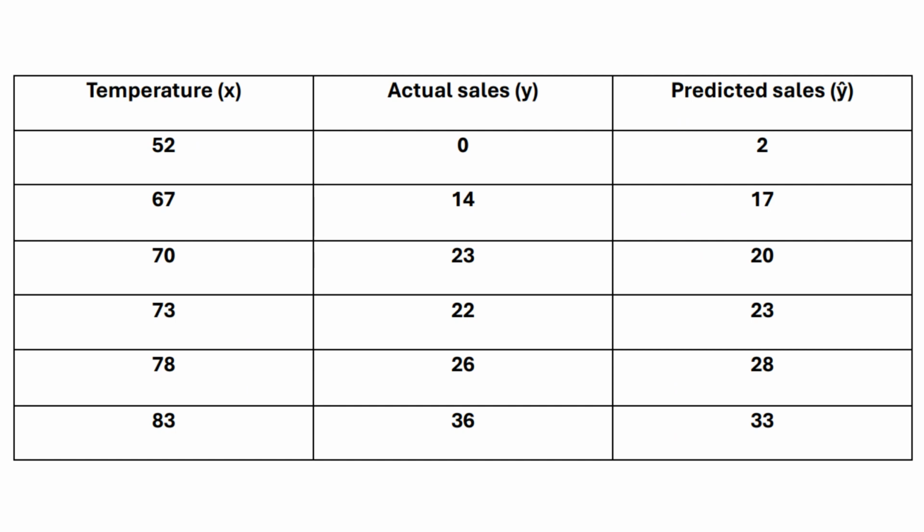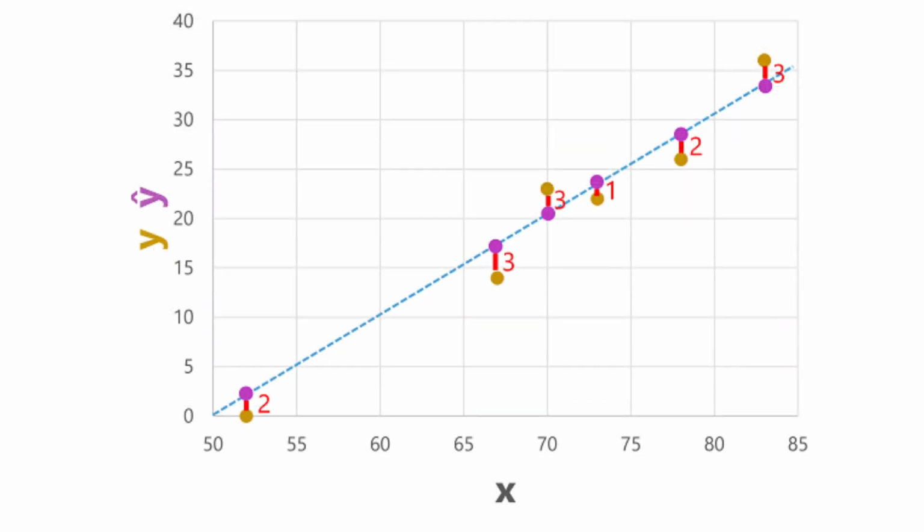Using the model we trained earlier, which encapsulates the function f(x) = x - 50, results in the following predictions. We can plot both the predicted and actual labels against the feature values like this.